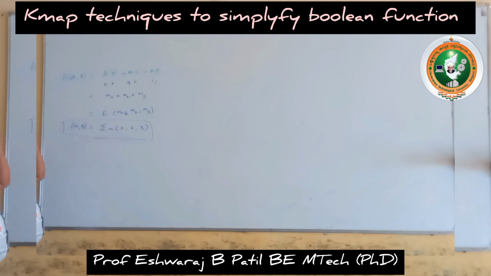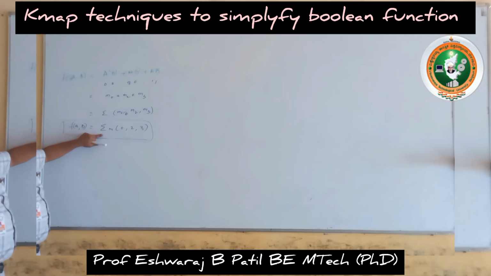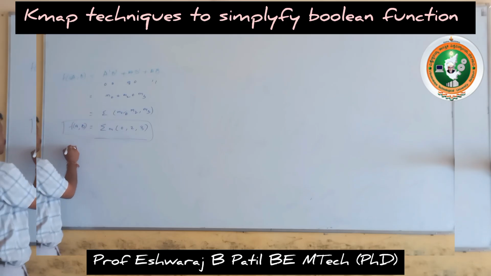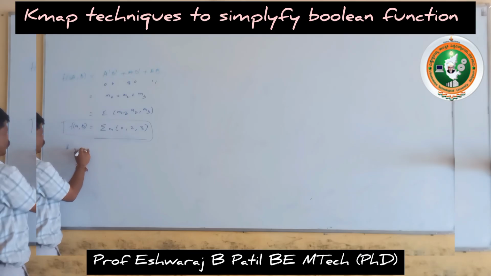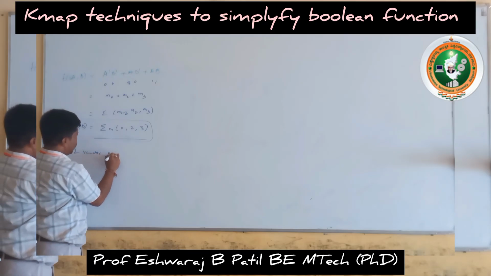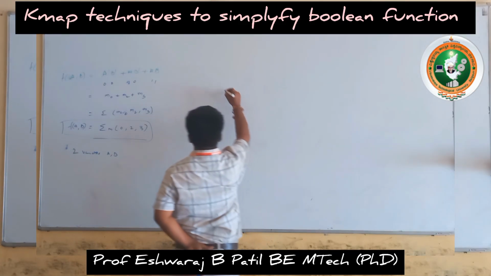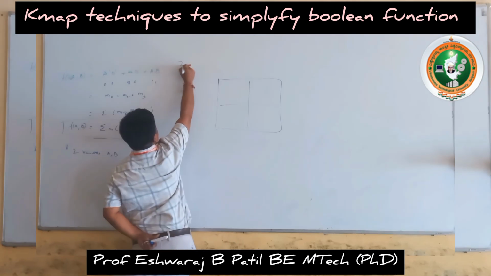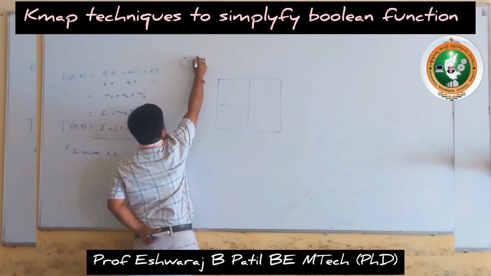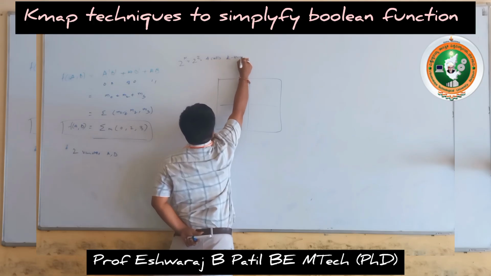How many variables are there? The first step is to identify the number of variables, after converting to min terms. There are 2 variables, A and B, so I can design the two-variable K-map. That is a 4-cell K-map, since 2 to the power of n cells can be designed, and 2 to the power of 2 means a 4-cell K-map. Yes or no?